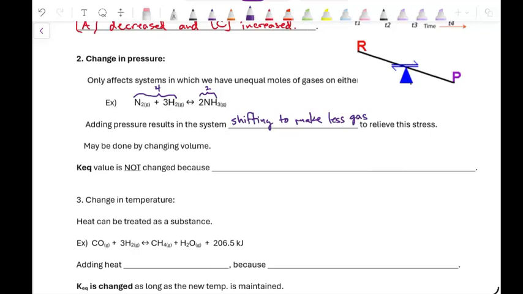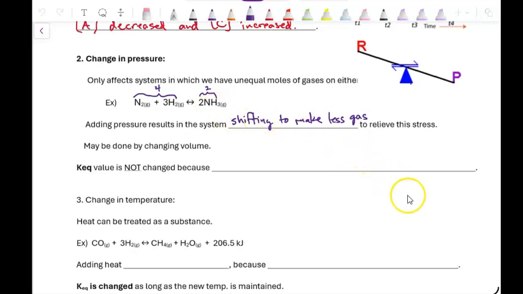Okay? And you can do this by changing volume. Usually that's the most common way that pressure is changed in the system. So if we added pressure to this system, it's going to shift to the right because there's only 2 moles of gas on the right, which represents a decrease in pressure. If we expand the container and we decrease the pressure, that would shift in the direction of more moles of gas, which would be to the left.